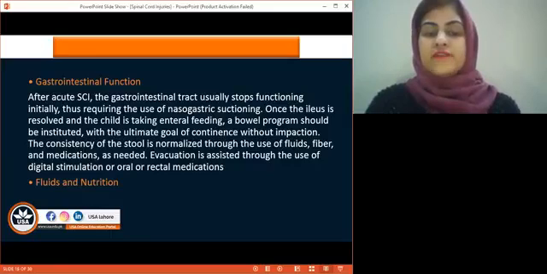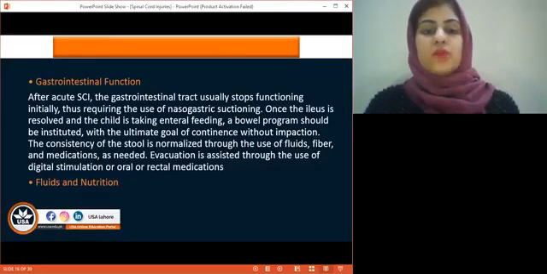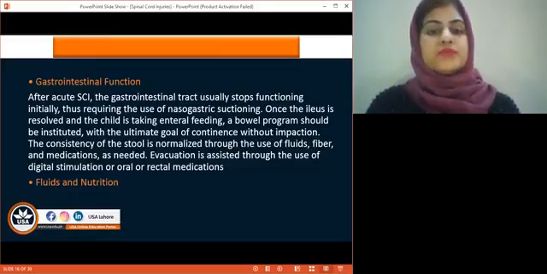For gastrointestinal function, after acute spinal cord injury, the gastrointestinal tract usually stops functioning initially. Thus, the use of nasogastric suctioning may be required. Once the ileus is resolved and the child is taking enteral feeding, a bowel program should be instituted, with the ultimate goal of continence without impaction.